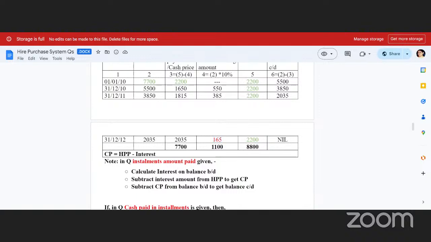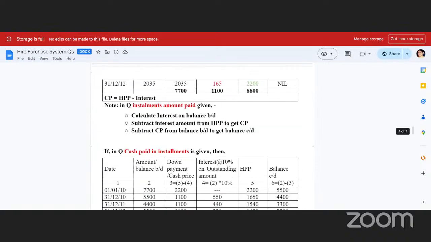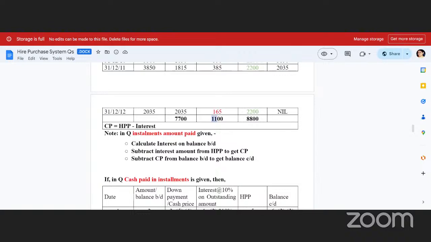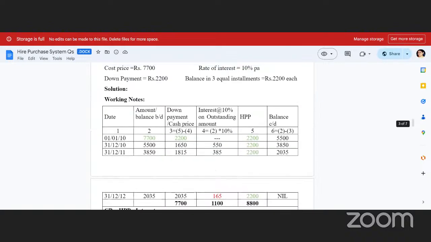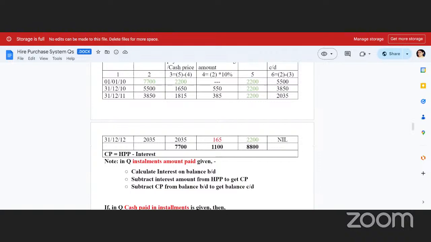So now what you do? Total cash 7,700 should be equal to the cost price given in the question. And the interest, 1,100 you paid, should be equal to the difference between the cost price and your advance plus the hire purchase price paid for the total installments. Here 6,600 for 3 installments plus 2,200 advance, total 8,800. Hire purchase price is 8,800. It tallied. The difference between these two is going to be your interest.